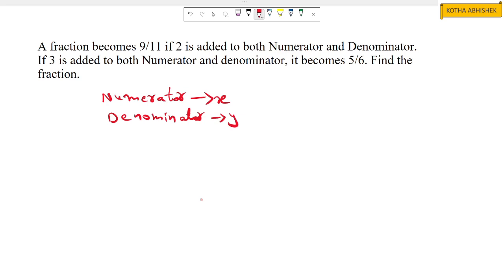So here we are speaking about a fraction, right? So a fraction is nothing but numerator divided by denominator. So the fraction will be numerator x divided by denominator y. So the fraction is x by y.